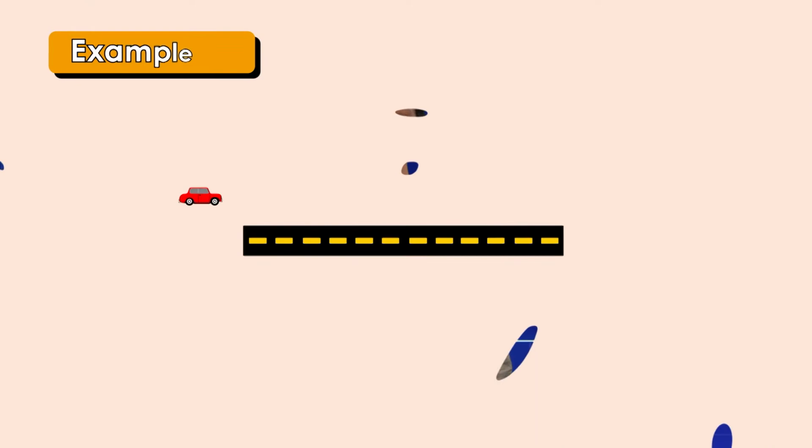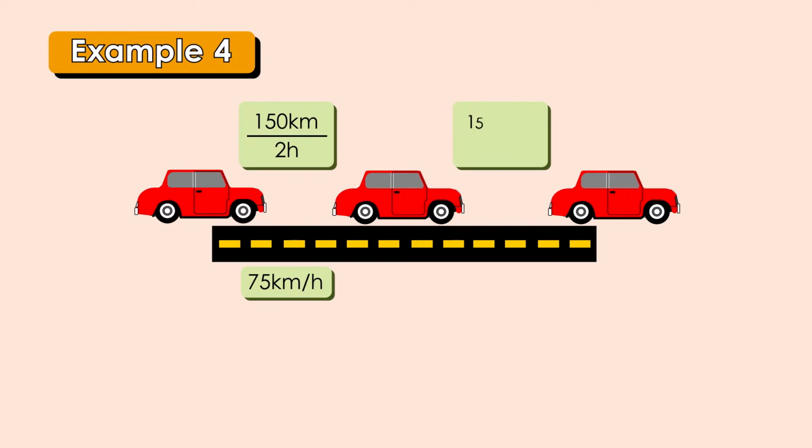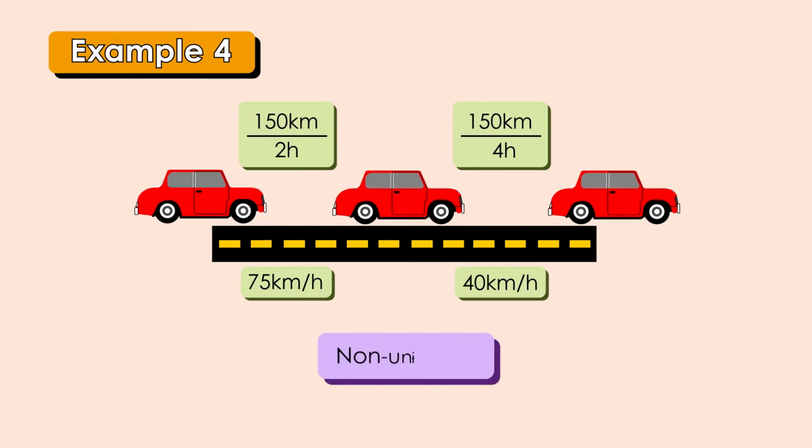Thus, the speed for the first 2 hours is 150 kilometers divided by 2 hours, which is 75 kilometers per hour. Whereas the speed for the next 4 hours is 160 kilometers divided by 4 hours, which is 40 kilometers per hour. Pupils, what conclusion can you draw by looking at the change of speed? Yes, the speed of the car driven by Amin is non-uniform. This is because for the first 2 hours, the speed of the car is 75 kilometers per hour. Then, for the next 4 hours, the speed of the car is 40 kilometers per hour.